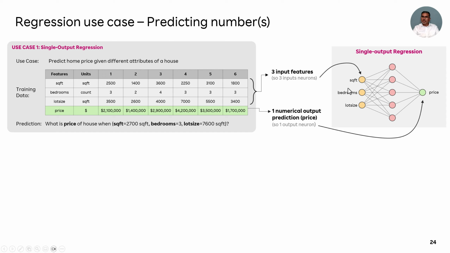How many neurons do you have in your input layer? You want to have 3. Why 3? Because your input features are 3 here: square feet, bedroom, and lot size.